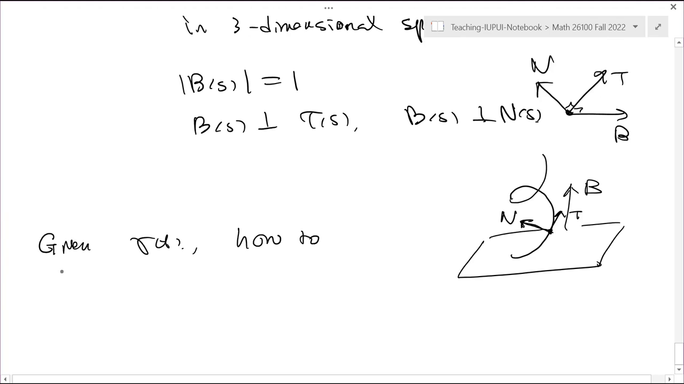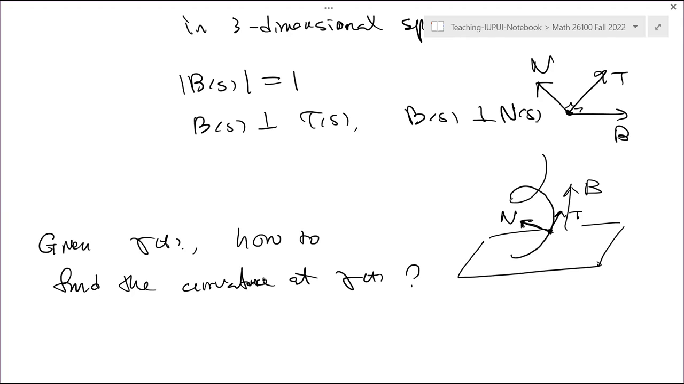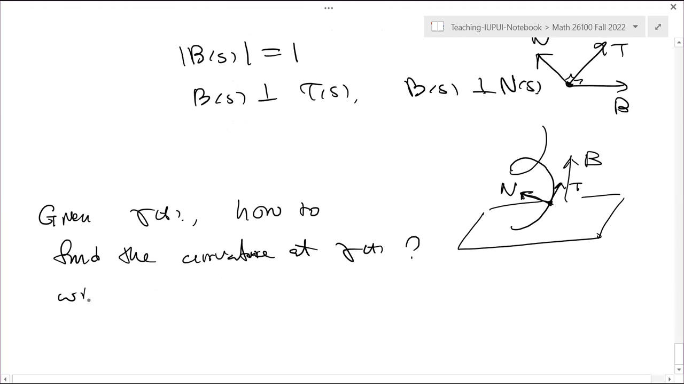How to find the curvature at gamma t, right? Without using the special parameter S, without finding S.